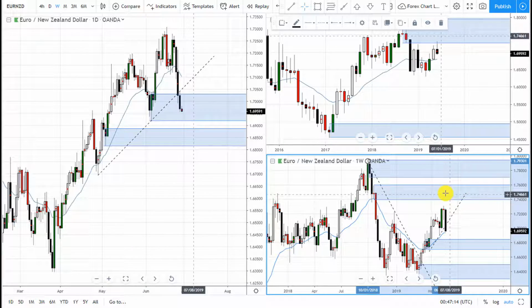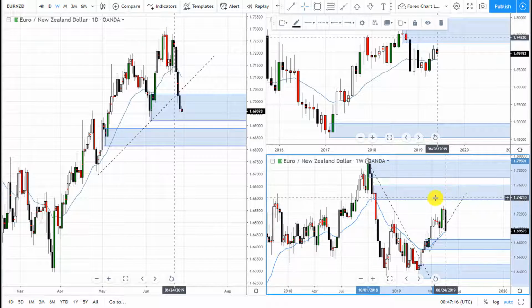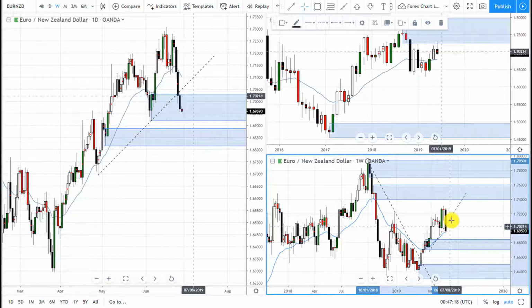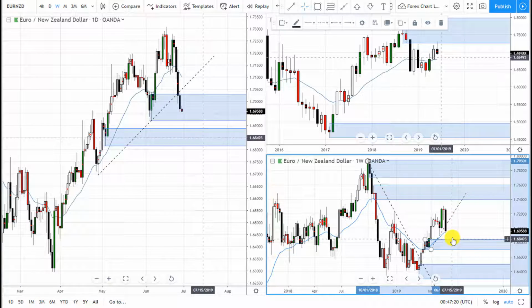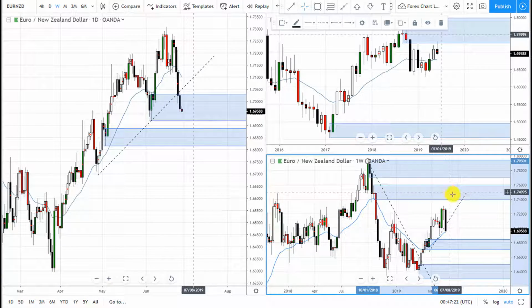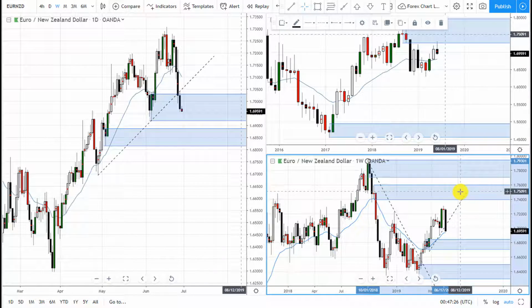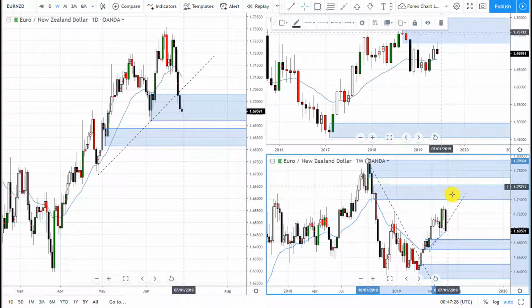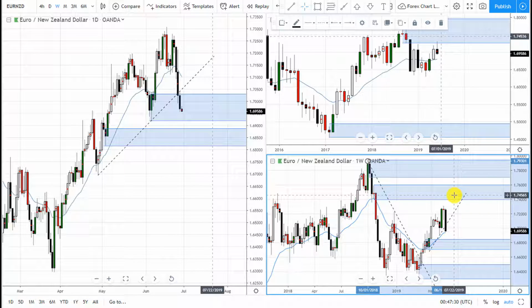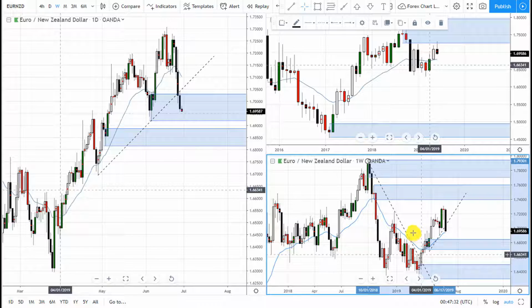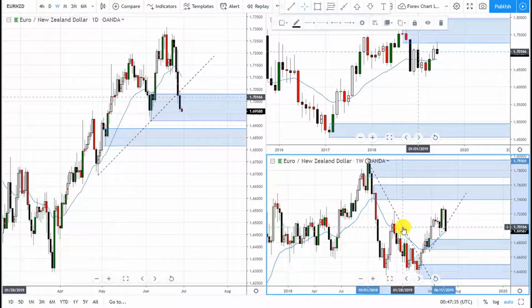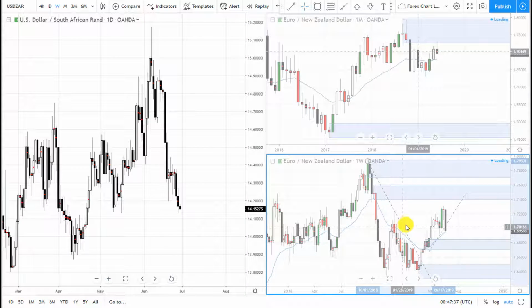So we just want to have this zone in there just so we know that if price drops down here, then we want to buy, and if it retraces from here and goes back up here, then we did not want to buy. We want to take profits. Okay, so that's what we have on the weekly.